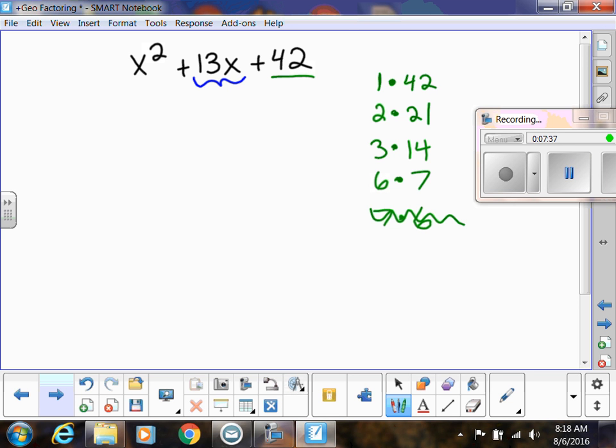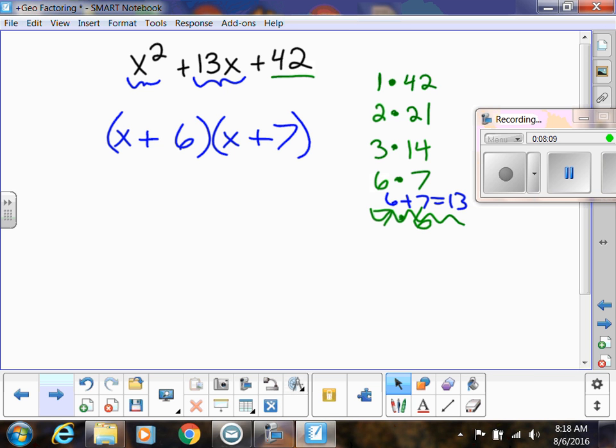So 1 plus 42, that's not 13. 2 plus 21 is not 13. 3 plus 14 is not 13. So 6 plus 7 is the only one that gives me 13. So I know in my parentheses that this would have been a 6 and a 7, and my first terms in each would have been an x, since this is just x squared, and then since these are all positive, those would be positive.